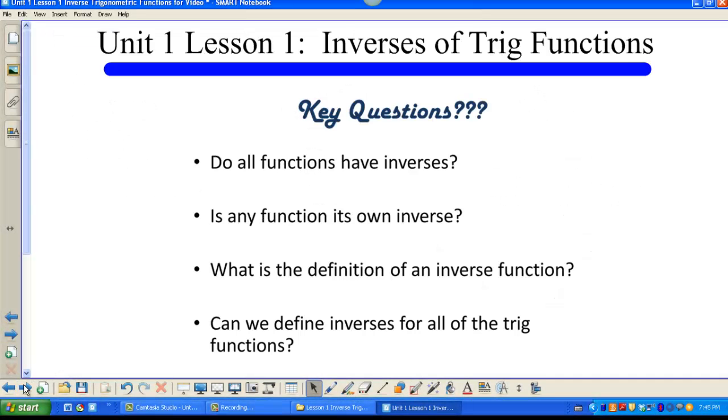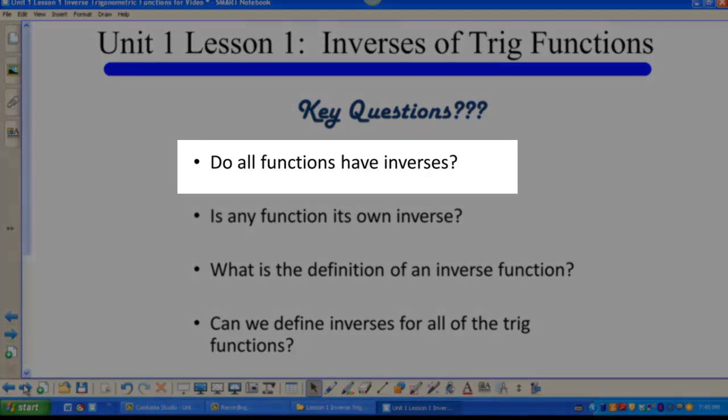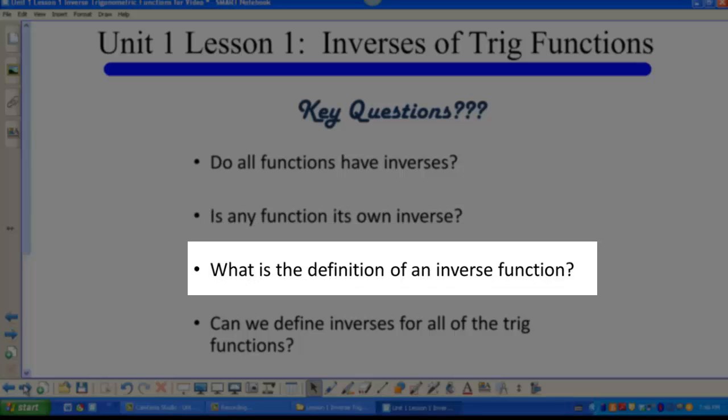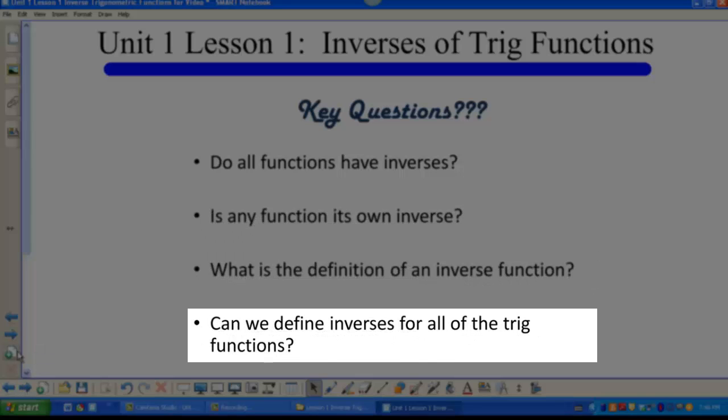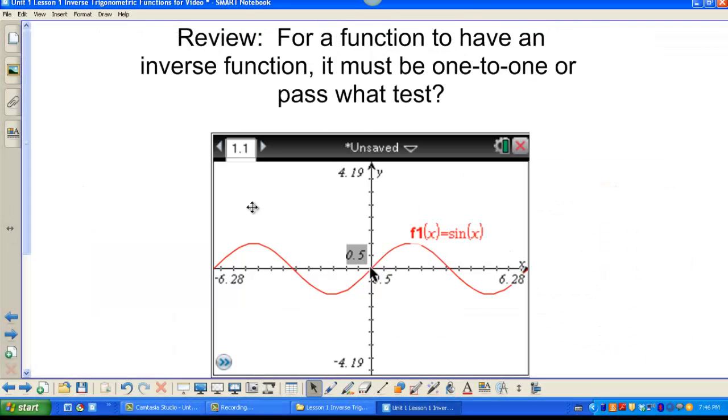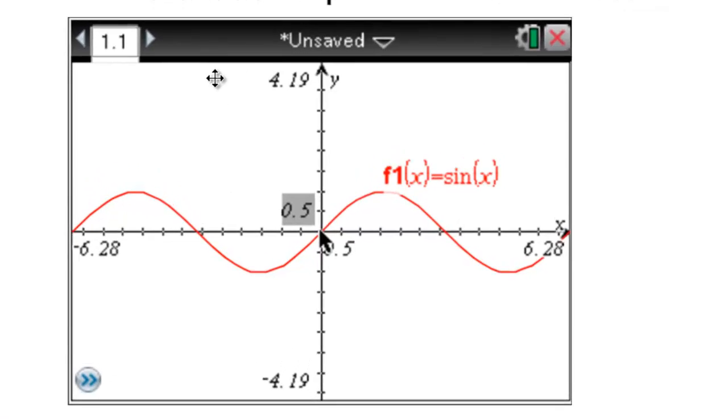So keep that in mind as we go through inverses of trig functions. When we discuss, do all functions have inverses? They all have an inverse relation, but are they functions? Is any function its own inverse? What's the definition of an inverse function, and can we define inverses for all the trig functions? So let's first talk about the sine curve, our friend the sine curve.